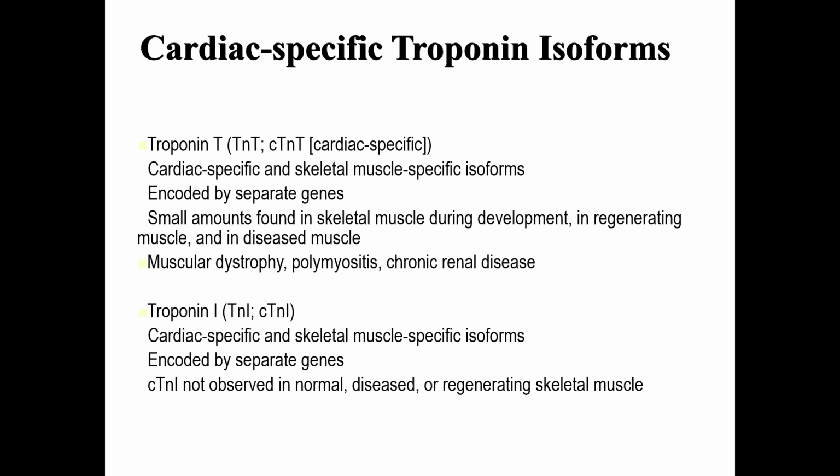Troponin I, or TnI, or cTnI, also has cardiac-specific and skeletal muscle-specific isoforms. They are encoded by separate genes. cTnI is not observed in normal, diseased, or regenerating skeletal muscle.